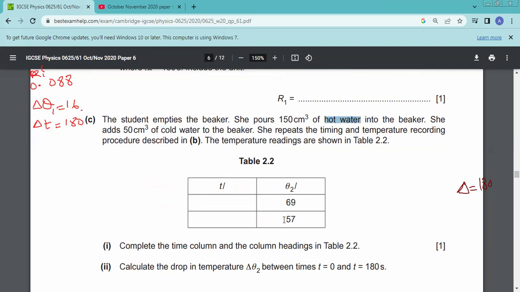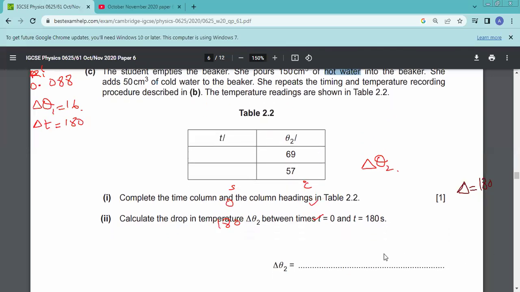This time, it is a little bit different. Again, the timings are the same: time is 0 and time is 180 seconds. Again, the time is in seconds and the temperature is in centigrade. The temperature recordings are this one. Now, this time we have to find out Δθ2. It's given as the temperature drop, Δθ2. So let's find it out. The temperature drop is 69 minus 57. So let's calculate it.